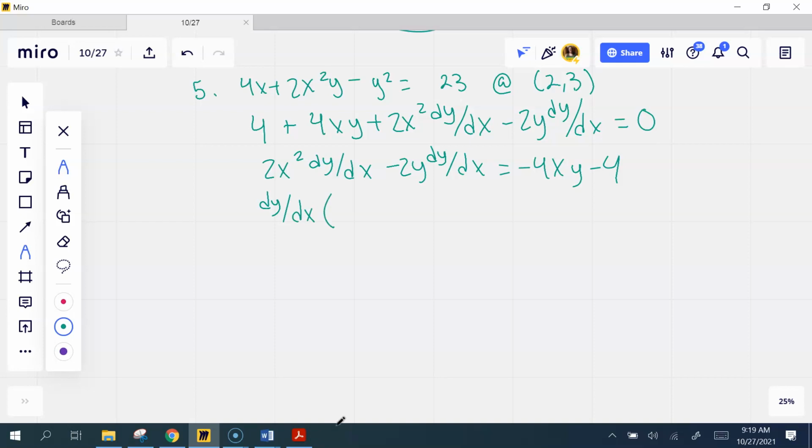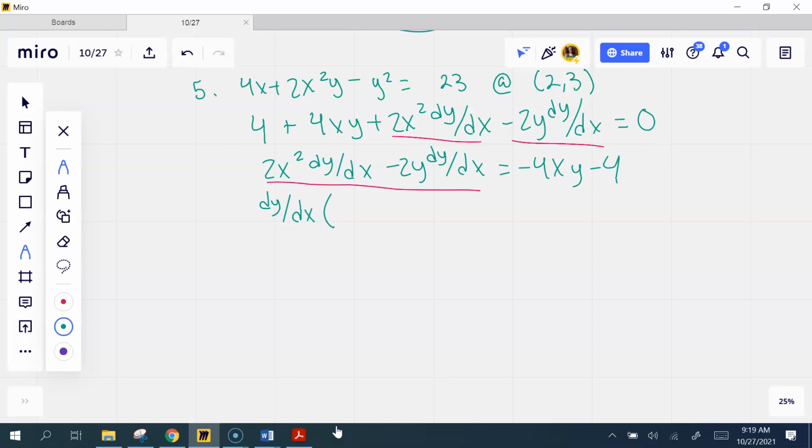Why do you have that extra minus 2y dy dx? That's the other dy dx term. So look, let me change the color. We had one here, and we had one here. There's two dy dx's, one on one side, one on the other. So you have to get them on both sides.